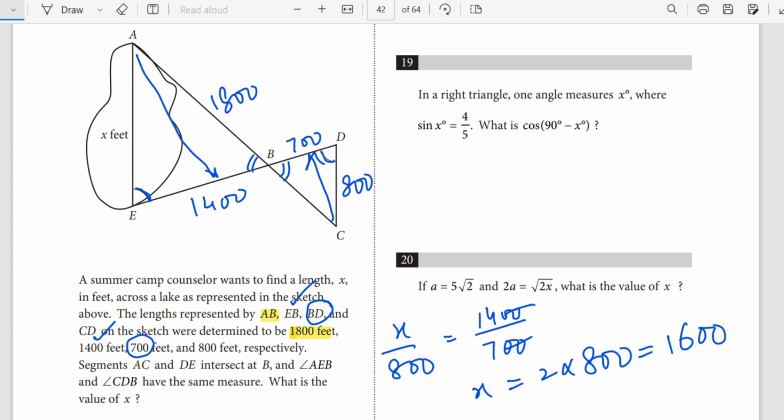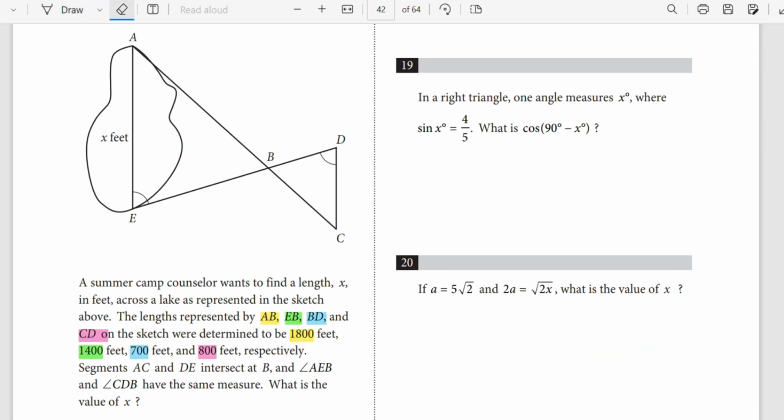This side is equal to this side, and this side is equal to this. In this question, AB is equal to 1800 and EB is equal to 1400. Okay. BD is equal to 700 and CD is equal to 800. So these values are given to you. CD is 800, BD is equal to 700. Keep it in your mind.